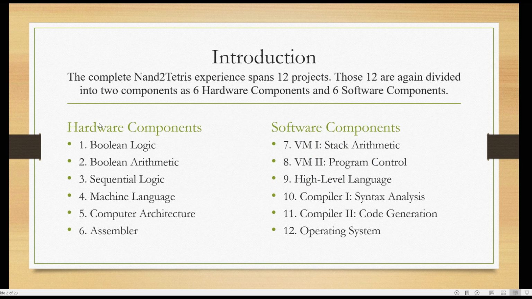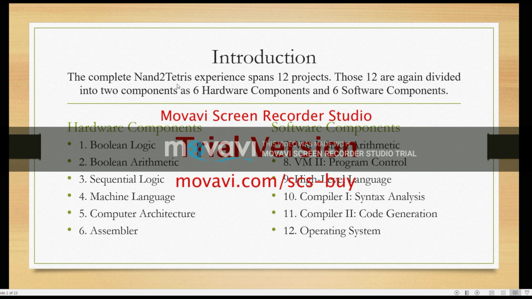So as of now, we have completed Boolean logic, Boolean arithmetic, sequential logic, machine language, computer architecture, and assembler. These are the six hardware components in the Nand2Tetris implementation.